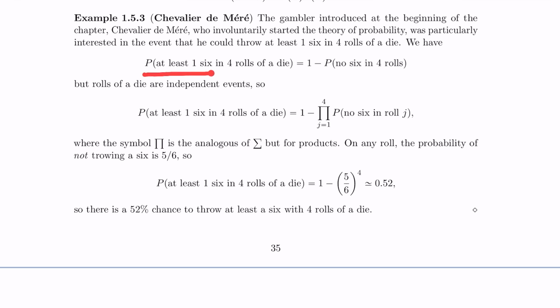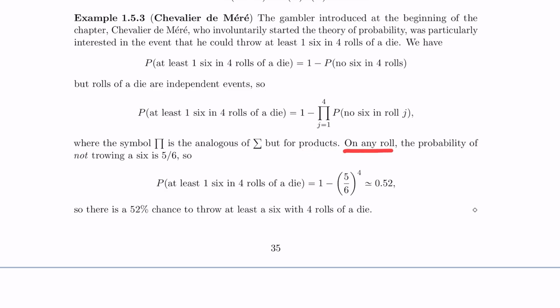The probability that we are searching for is equal to 1 minus the probability of the complementary event, that is, no 6 in 4 rolls. But the rolls of a die are independent events, and so we can rewrite this probability as the product of 4 probabilities of not obtaining a 6 in just one roll of a die. Where, as you can see, I introduced this symbol here, which is the analogous of this, but for products.